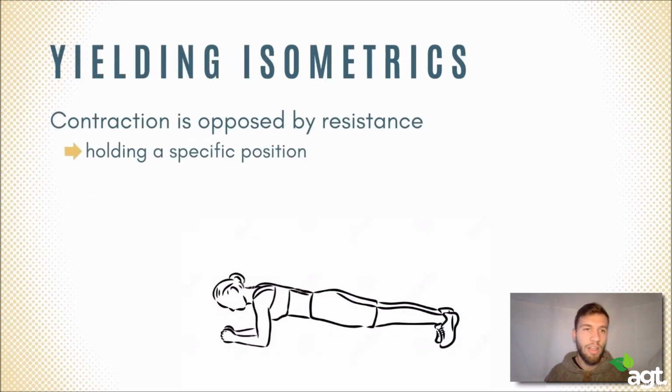Isometric contraction can be divided into yielding isometrics on the one end. Here, the contraction is opposed by a resistance, for example, holding the body in a specific position. The example that's shown here is the plank. So we are holding one position and just trying to hold it as long as possible.